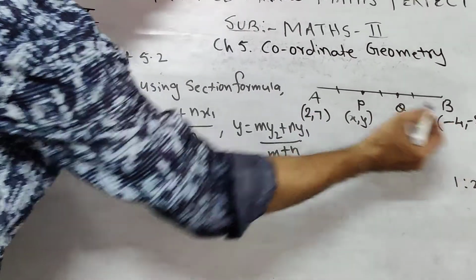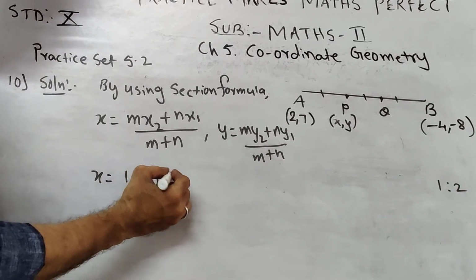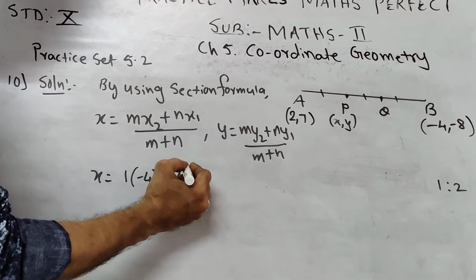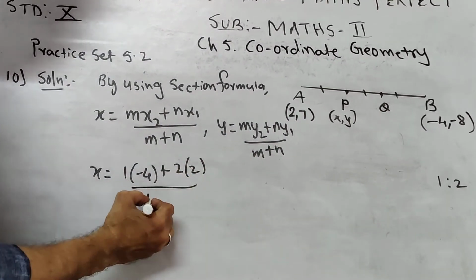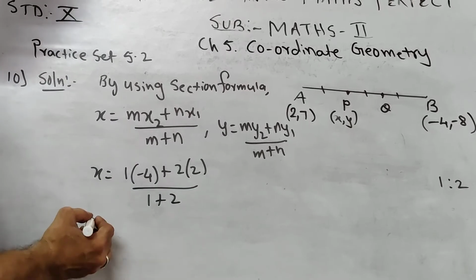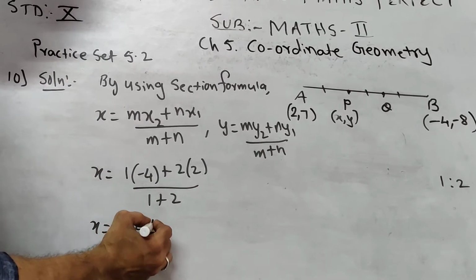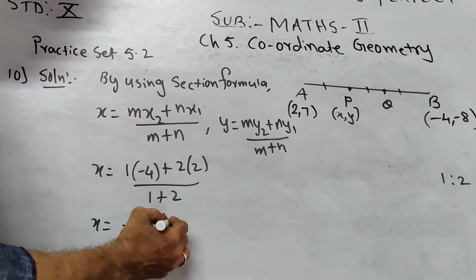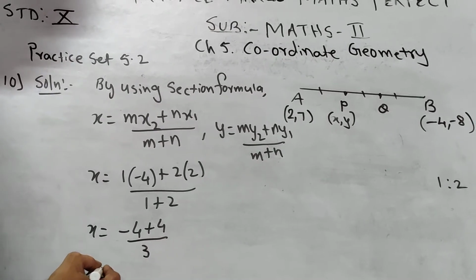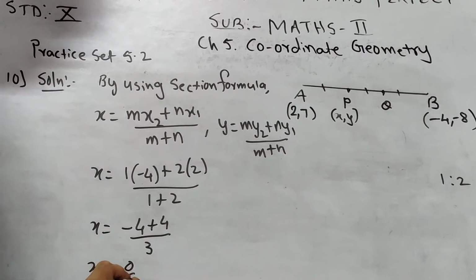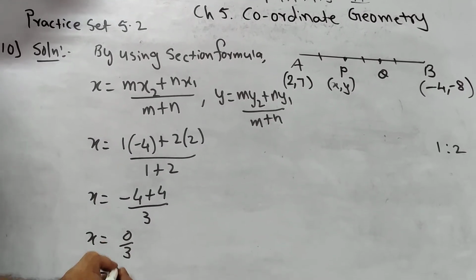Okay, this is x2, so mx2 means -4 plus n is 2 and x1 is 2 upon 1 plus 2. So x is equal to 1 into -4 is -4 plus 2 into 2 is 4, upon 3. So x is equal to 0 upon 3, x is equal to 0.